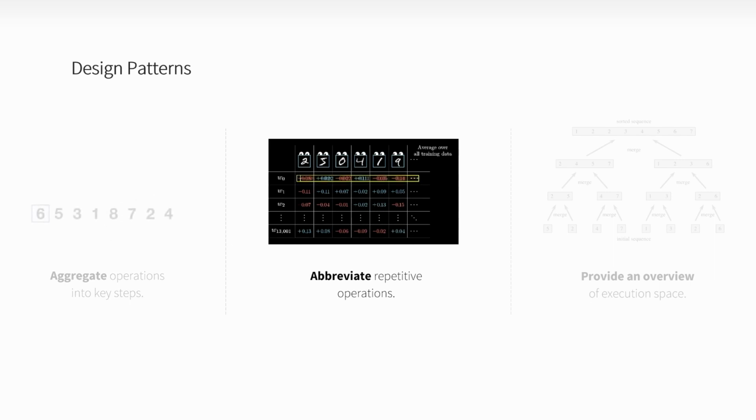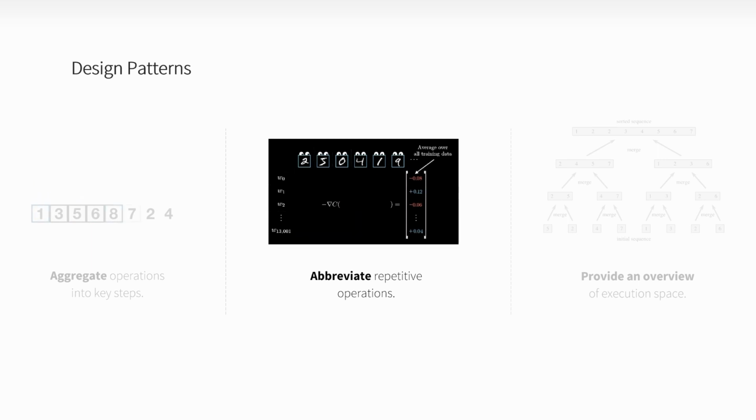Two, repetitive operations should be abbreviated. Doing so enables viewers to observe just enough instances of a pattern to induct the general rule behind it without being overwhelmed by every single instance. CrossCode abbreviates linear loops and nested function calls.